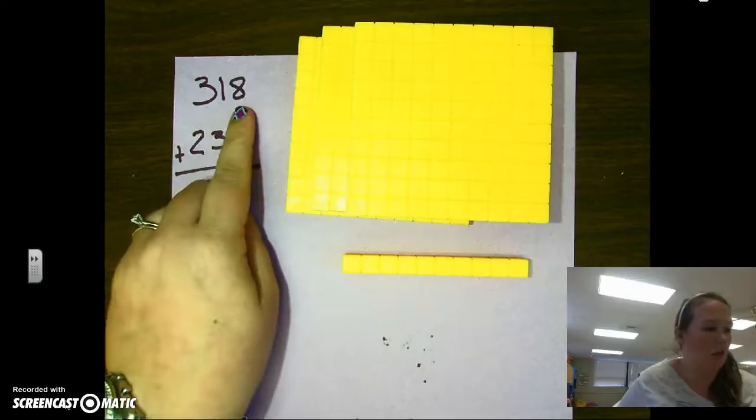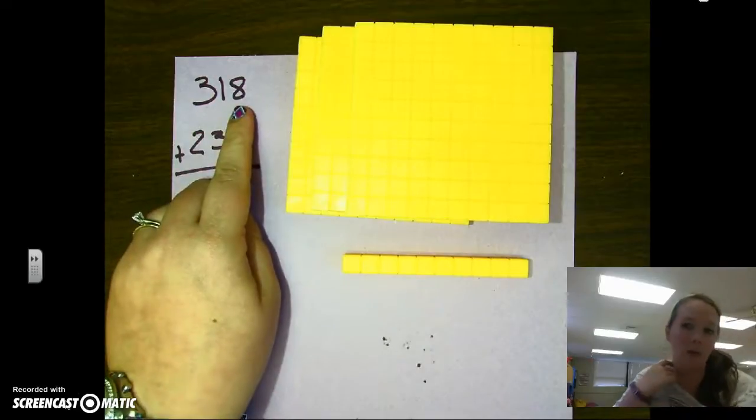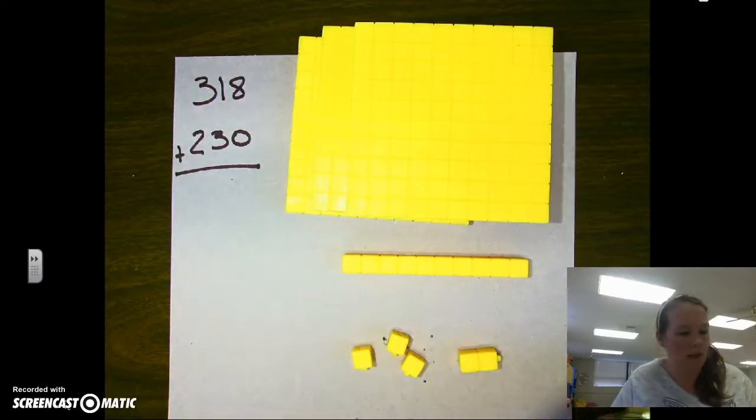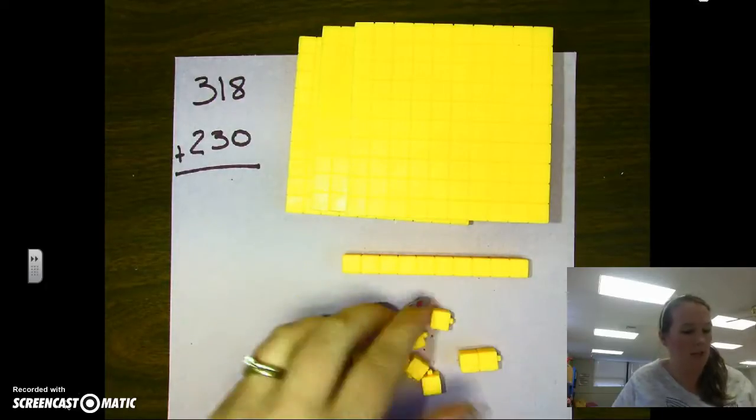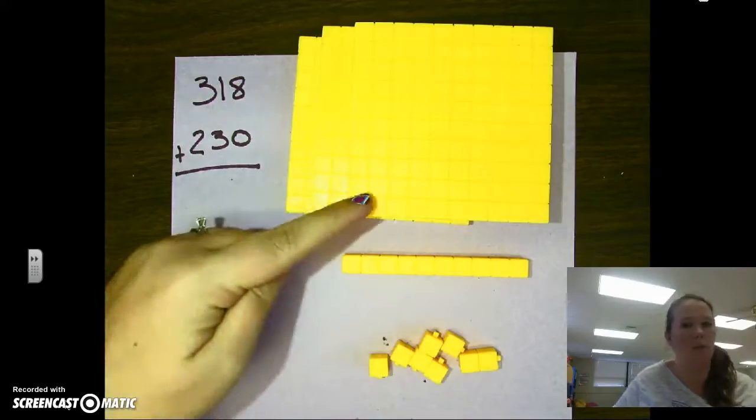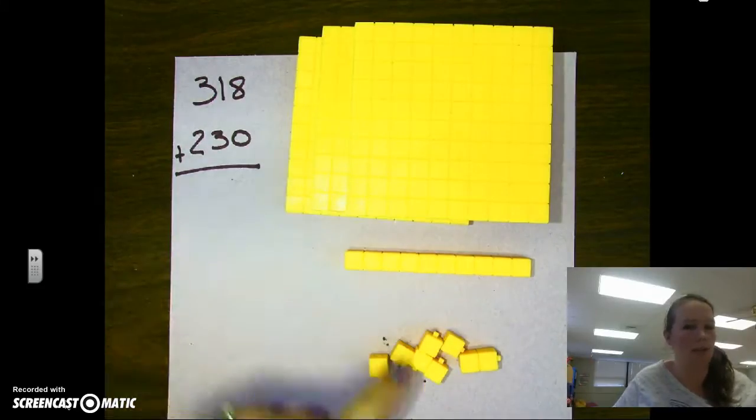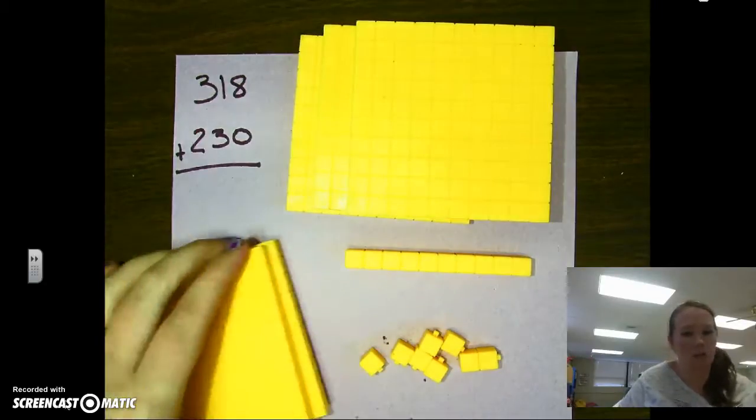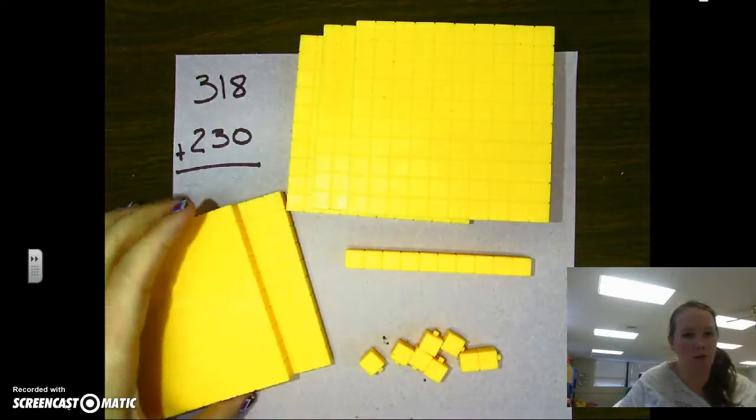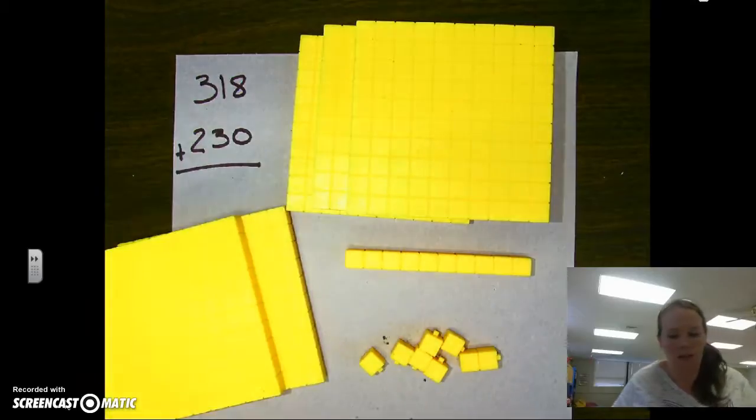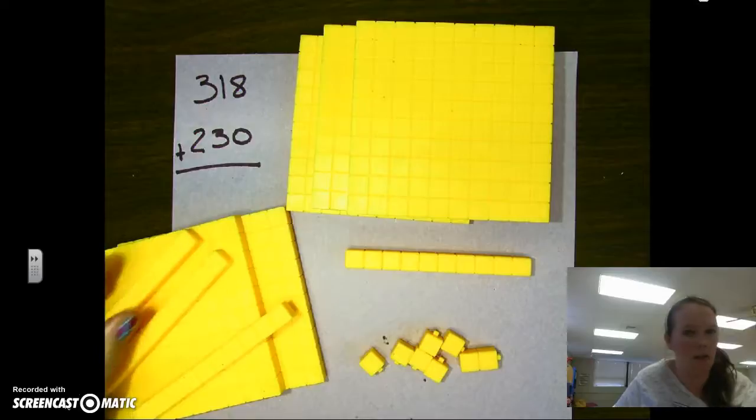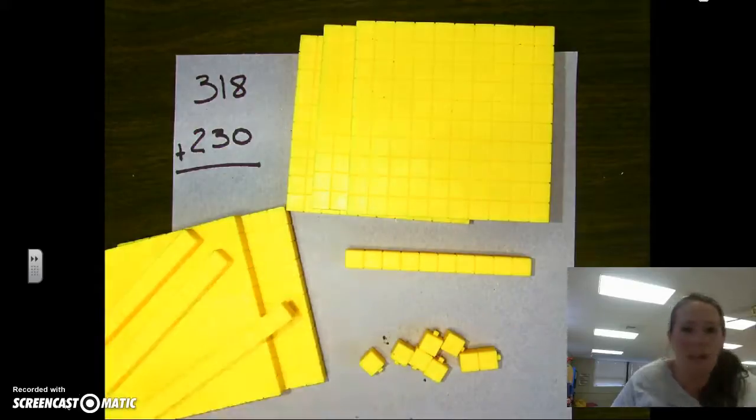And in my ones place, I need 8 ones. 1, 2, 3, 4, 5, 6, 7, 8. So now I have the number 318. Now I need to add 230. So here's 200. In the tens place, I have a 3, so I need 3 of these. 1, 2, 3. And in my ones place, I have nothing.